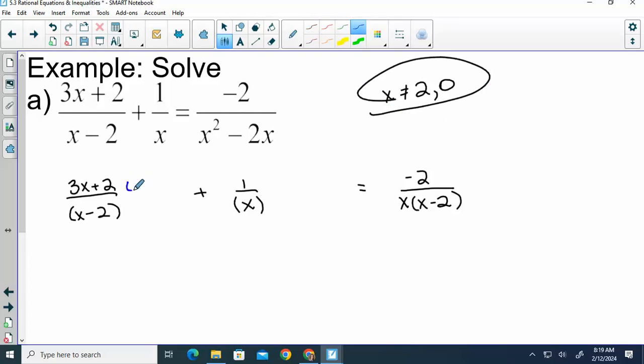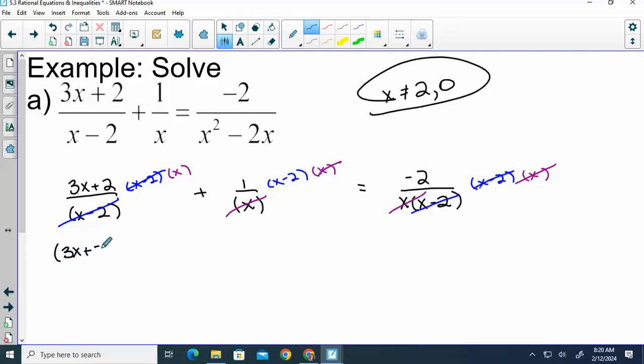So now if I want to get rid of my fractions, we have to multiply by the x minus 2. So those cancel. And because I factored, I can cancel out this x minus 2 over here. What else is still on the bottom? X. So everything gets an x as well. You do it to one piece, you do it to all. So those x's cancel. So we have 3x plus 2 times x, 1 times x minus 2, and then a negative 2.